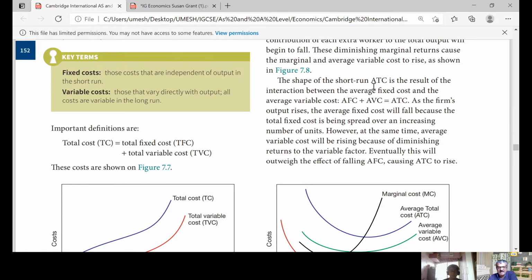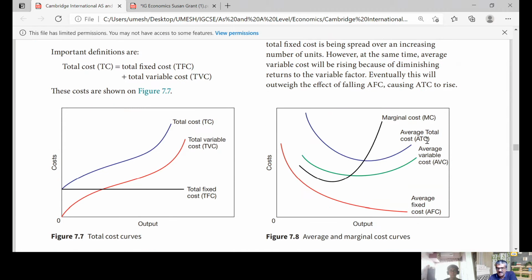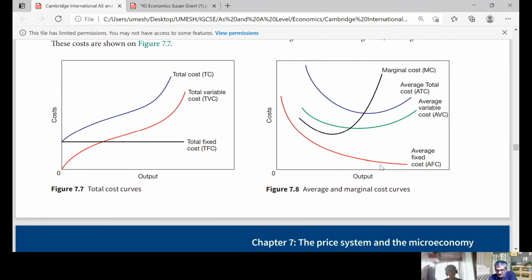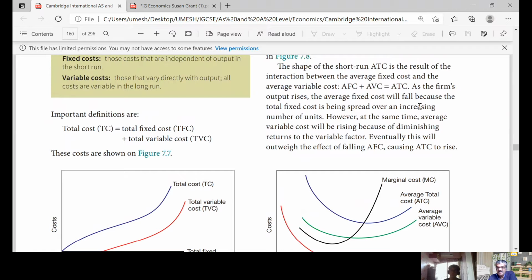The shape of the short run average total cost is the result of interaction between the average fixed cost and average variable cost. As I told you, this shape of the average total cost is the summation of average fixed cost, which is the red line, plus the green line, that is average variable cost. So red line plus green line is equal to blue line, and that makes this shape of average total cost. AFC, average fixed cost, plus average variable cost is equal to average total cost.